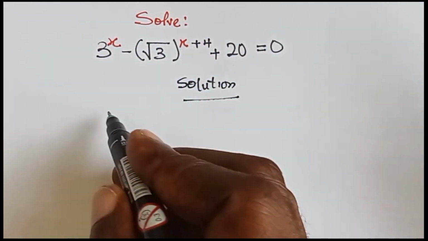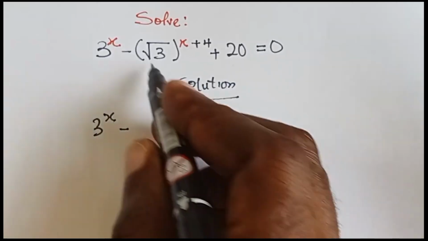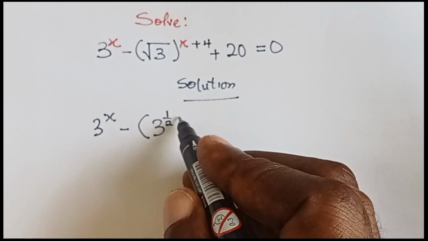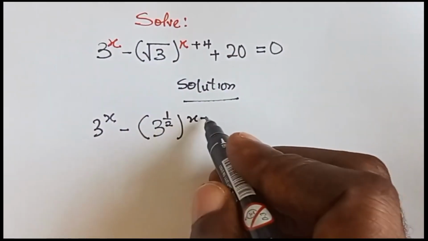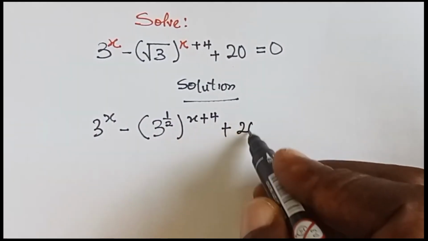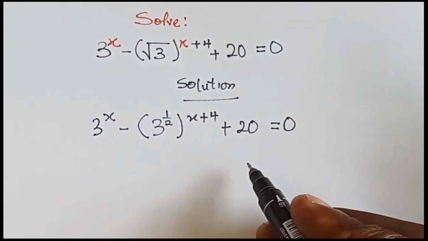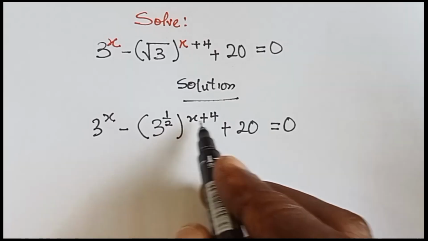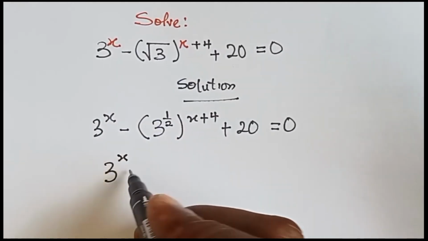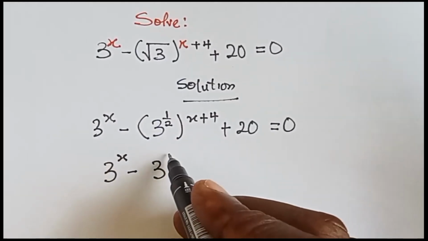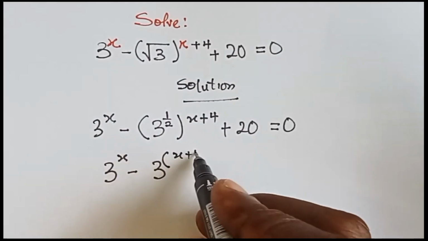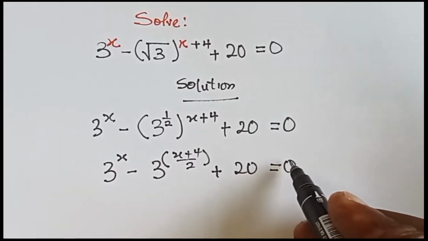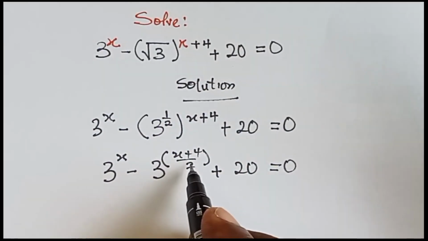Right, so now another way to write the square root of 3 is 3 raised to power 1 over 2. Then we have x plus 4, plus 20, everything equals 0. Right, so we can multiply the powers. 1 over 2 can multiply x plus 4, and then we have 3 raised to x plus 4 divided by 2, plus 20 equals 0. Okay, so when you multiply this by this is what we have.